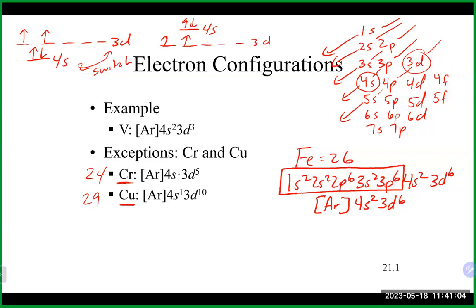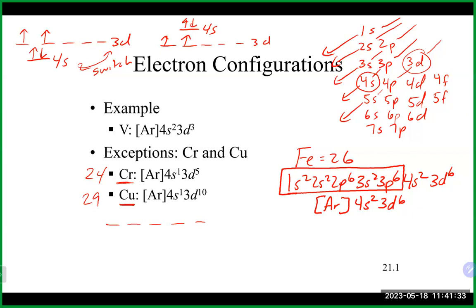But the two exceptions there were just chromium, which has an extra electron up there in our d orbital. And again, that will fill up the d orbital, all with parallel spin, which is a most stable arrangement. Hund's rule, right? Maximize parallel spin as you put those electrons in there. For copper, it also has one more up there that will pair off the electrons in the d orbitals.